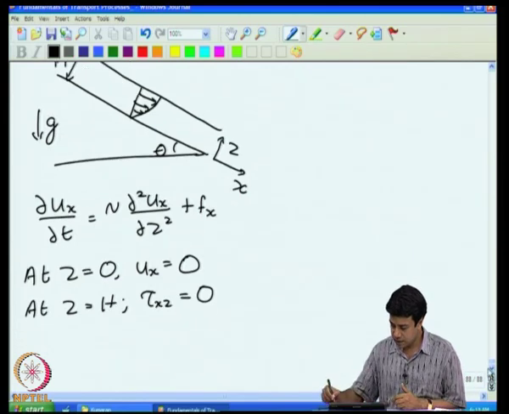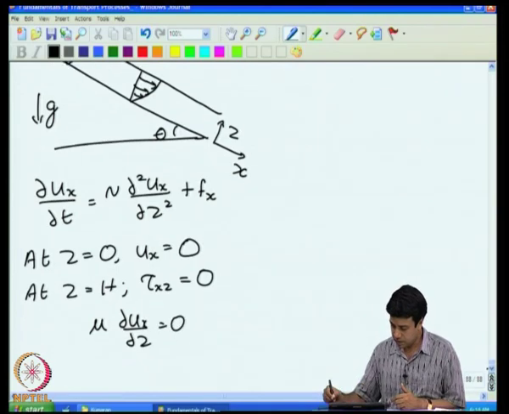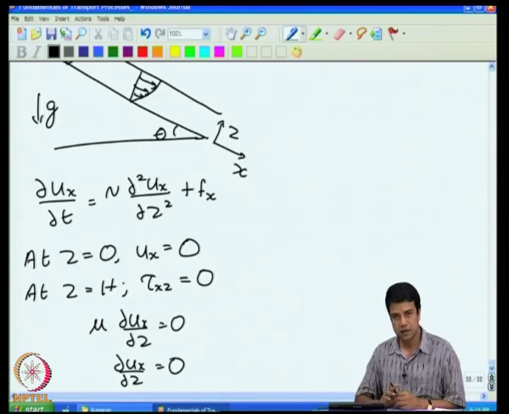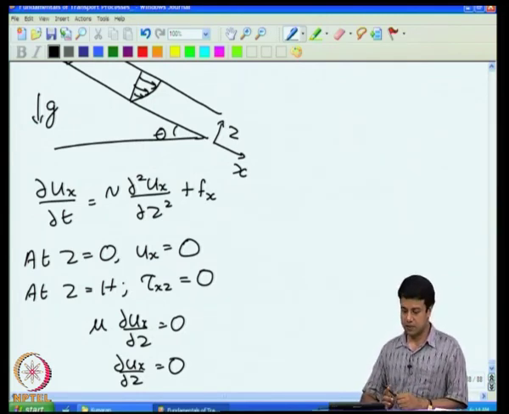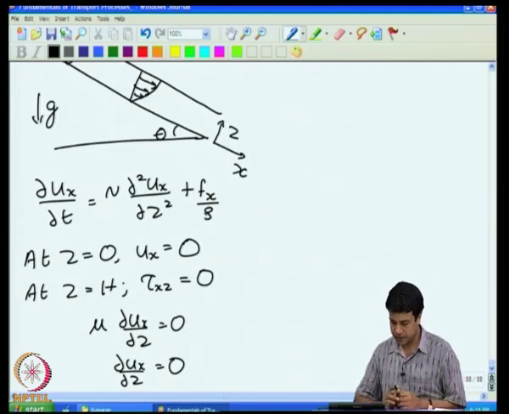Tau xz is equal to 0 implies that mu times dux by dz is equal to 0, or the boundary condition is dux by dz is equal to 0. So, the derivative of the velocity with respect to z has to be 0 at the top surface. I should put in here the force per unit volume divided by rho.